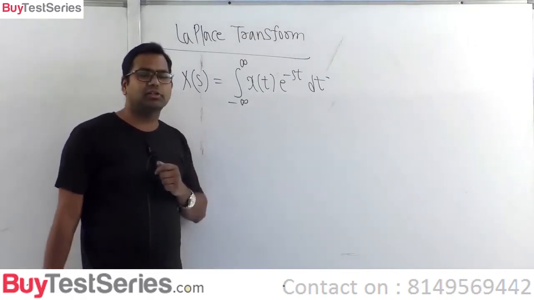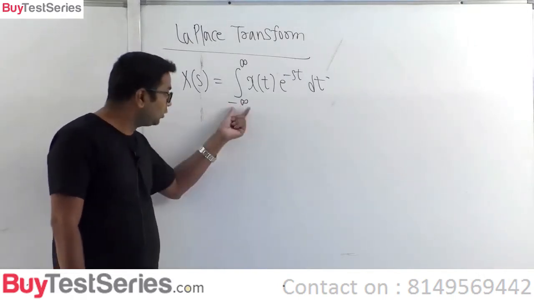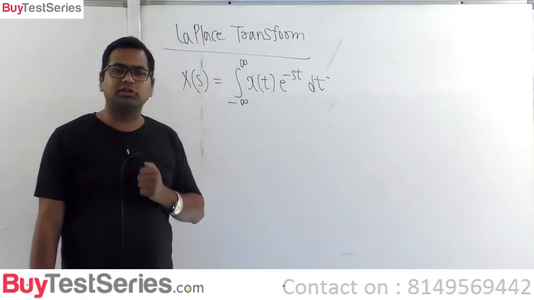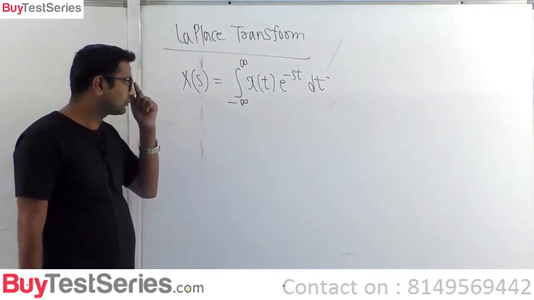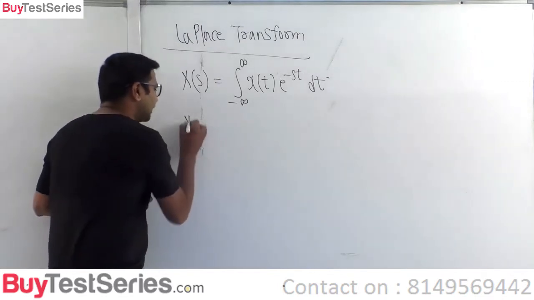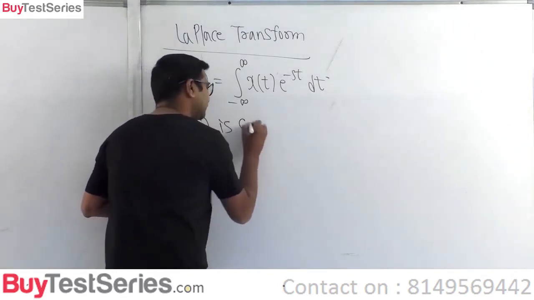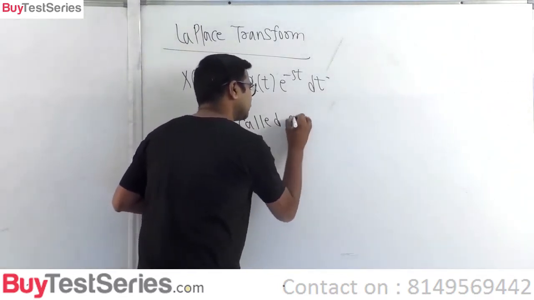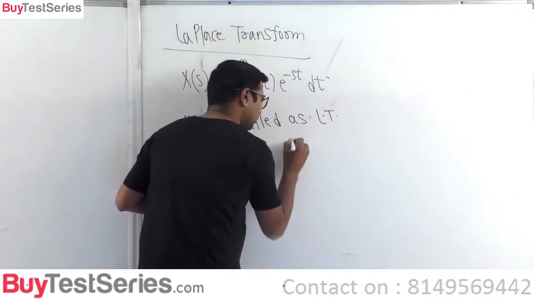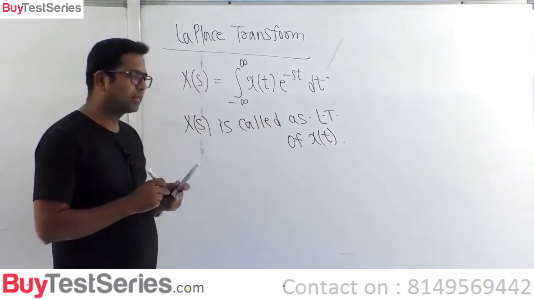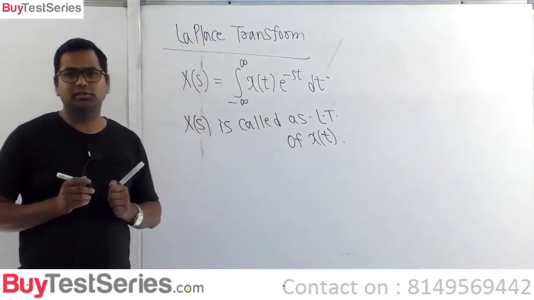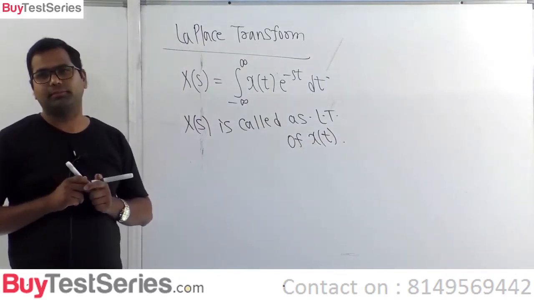If the limits of integration go only from 0 to infinity, then it will be called the unilateral or one-sided Laplace transform. Here, capital X of s is called the Laplace transform of x of t.